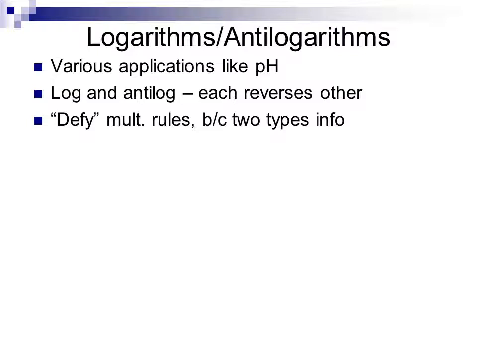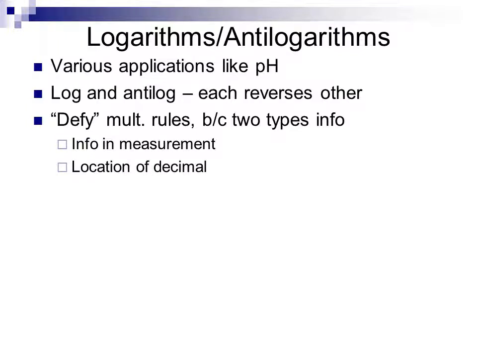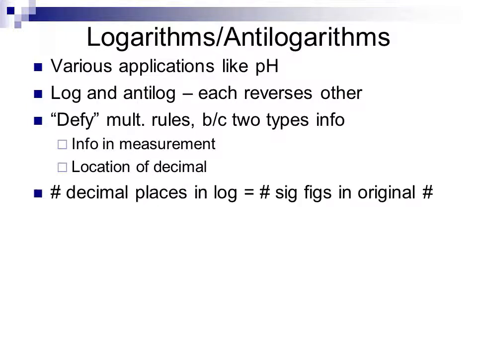We look at these logarithms, and they seem to actually defy the significant figure rules that we just talked about in multiplication and division. But the reason for that is because a logarithm conveys two different types of information. There is information about the measurement itself, and information about the location of the decimal in the measurement. The number of decimal places that we will keep in the answer of a logarithm calculation will equal the number of significant figures in the original number.